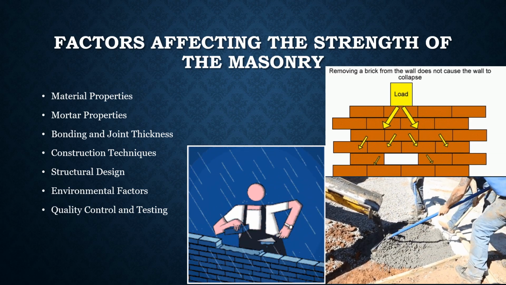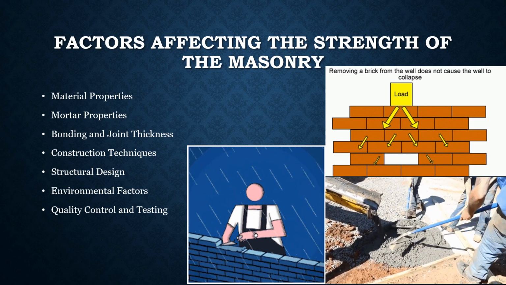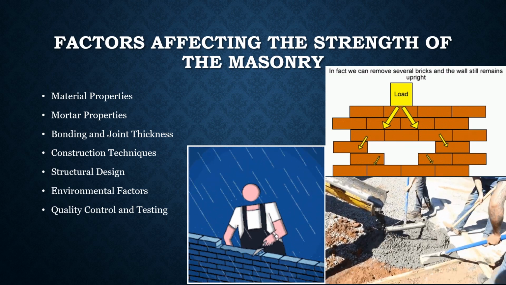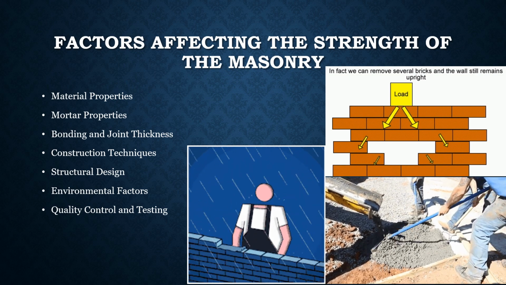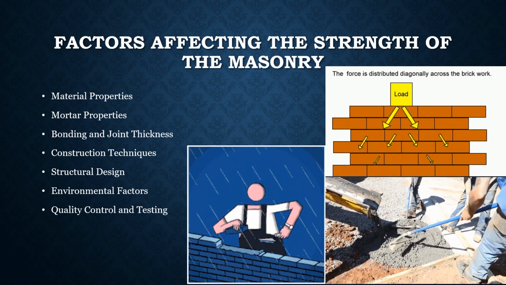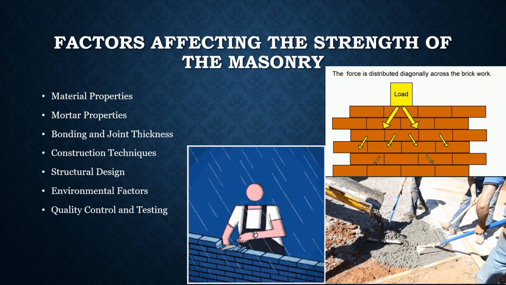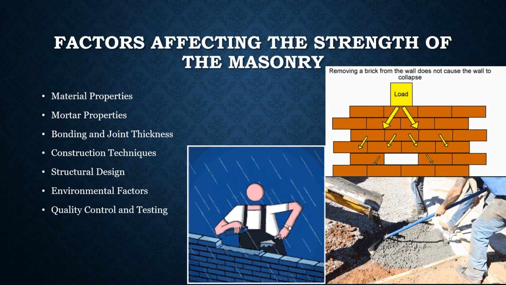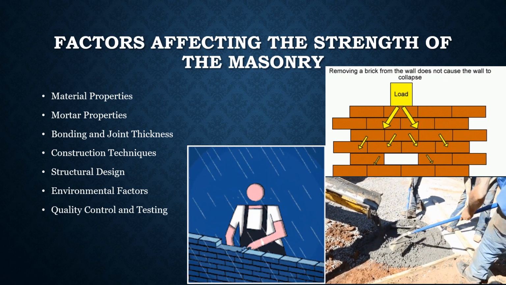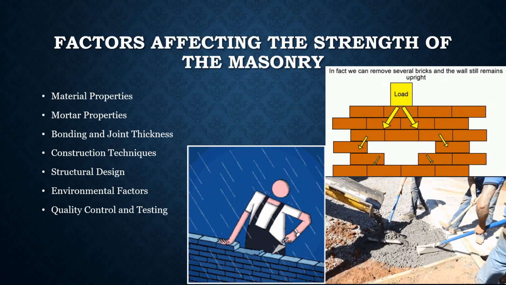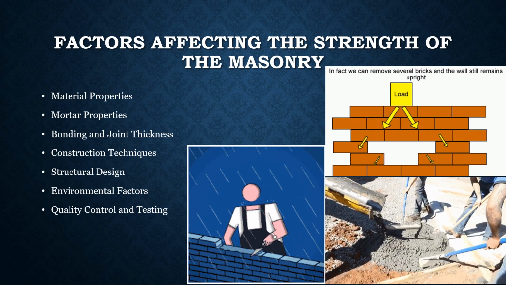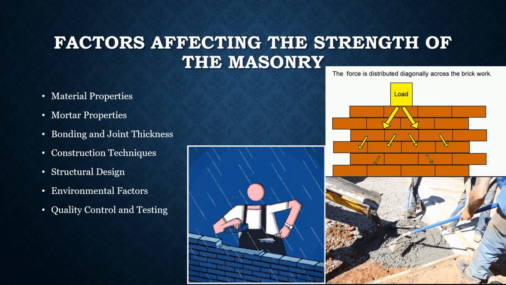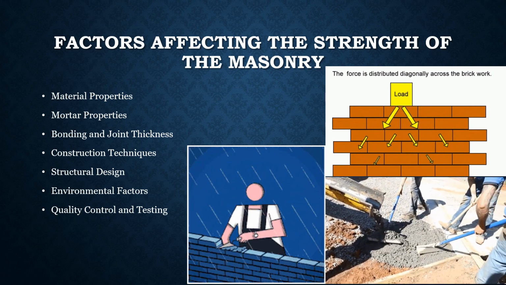The next is environmental factors. Environmental conditions can affect the strength of masonry over time. Factors such as temperature variation, freeze-thaw cycles, moisture, and exposure to chemicals or pollutants can impact the durability and long-term performance of the masonry structure. Next is quality control and testing. Regular quality control measures and testing procedures during construction are crucial for ensuring the strength of masonry.